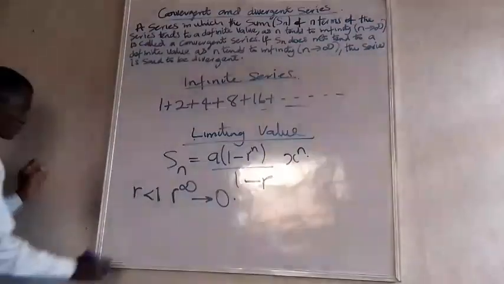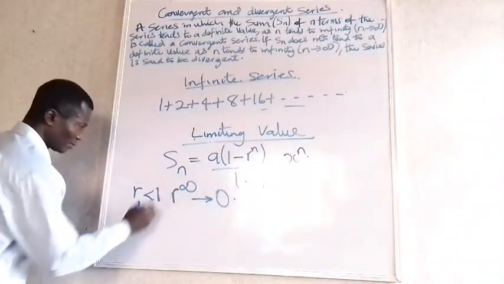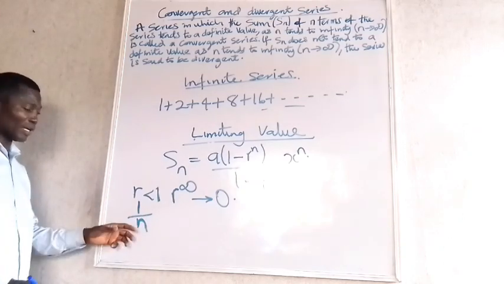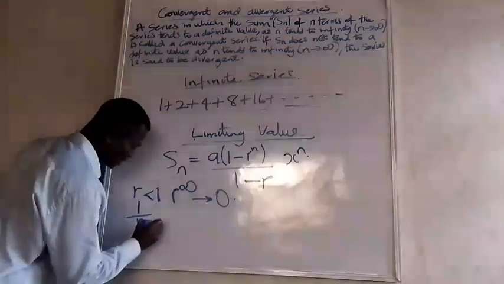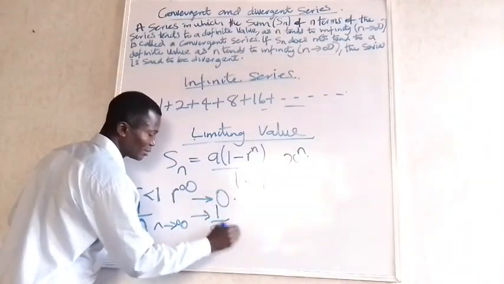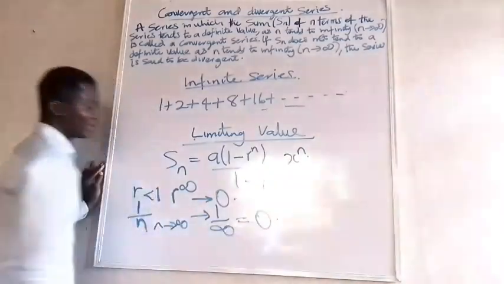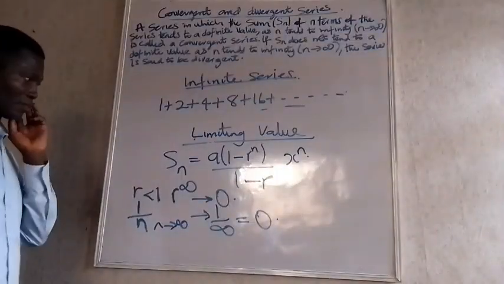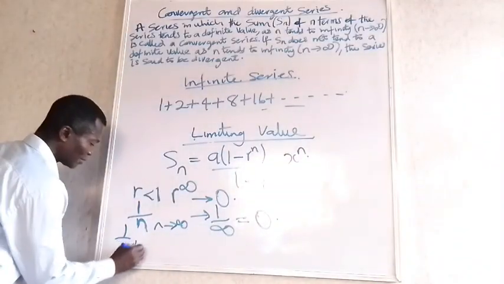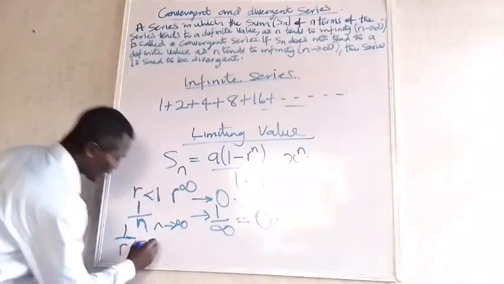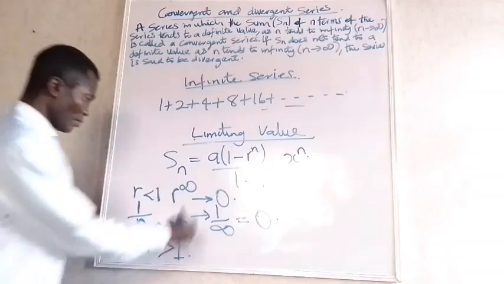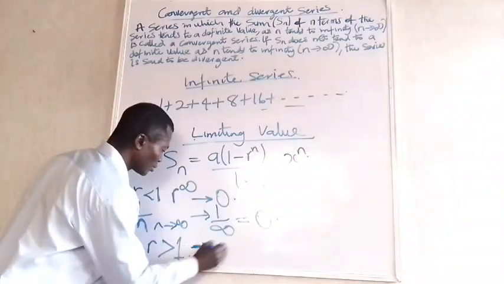Another thing I want you to know is this: 1 over n. When we have a situation like this, 1 over n, and we say that n tends to infinity, we can say it is something like this, 1 over infinity. That one gives us 0. Now another one is 1 over r raised to power infinity. When r is greater than 1, this one can be said to tend to 0.